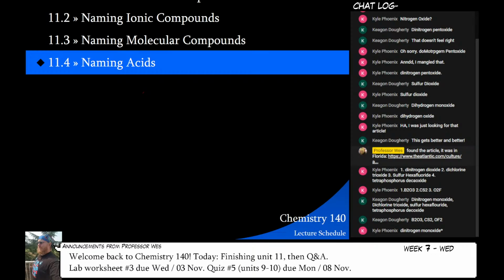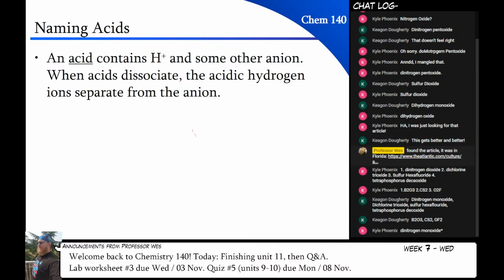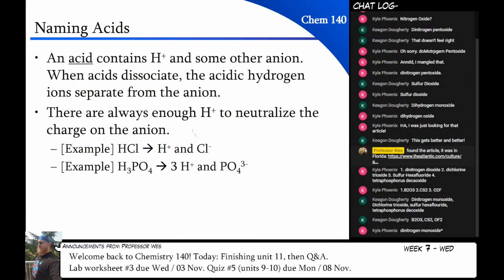All right, let's do the acids. Acids are special nomenclature algorithms that require you to look at the polyatomic ion or the anion that is present and then put it in a category from there. So first let's define what an acid is. An acid has this in it, H+.